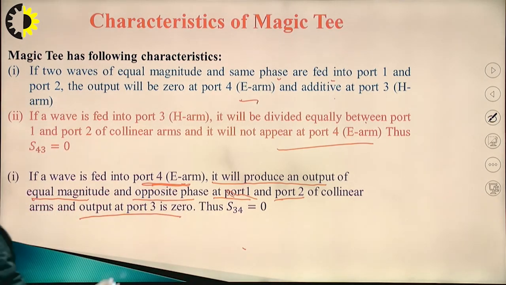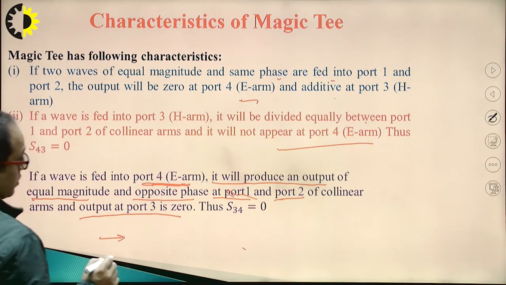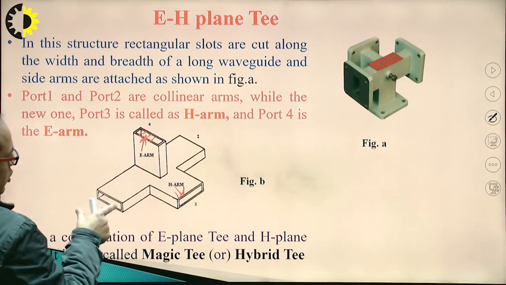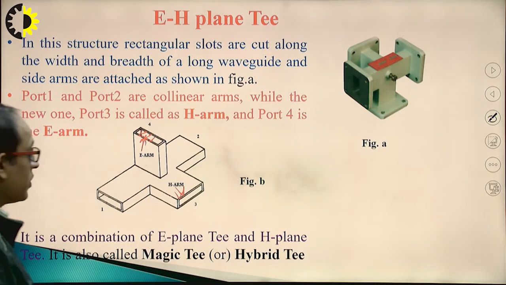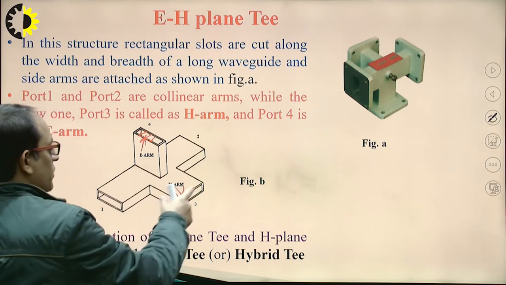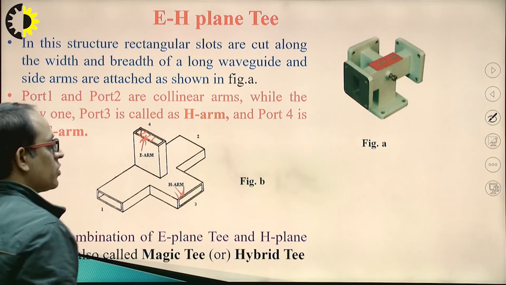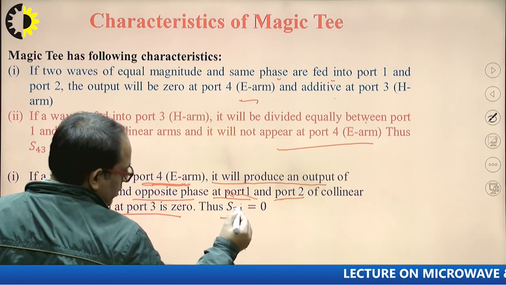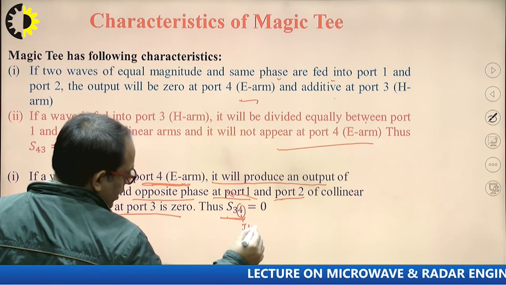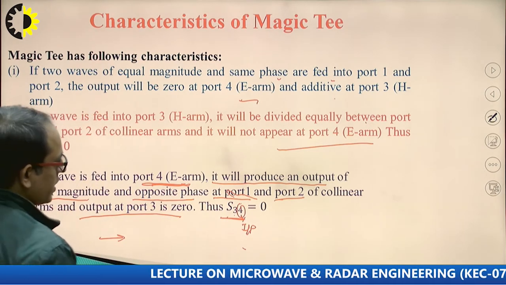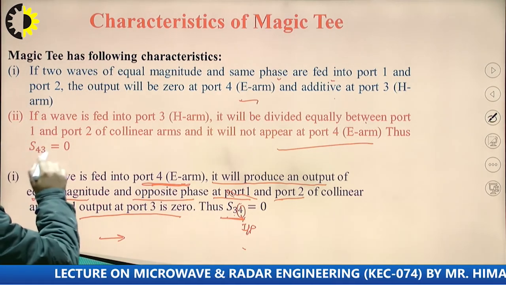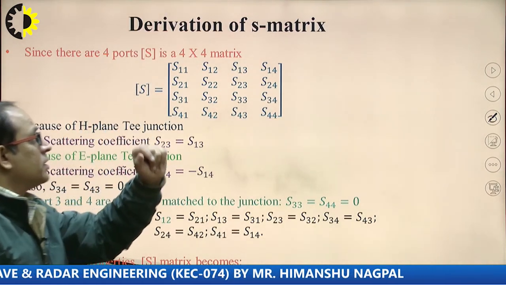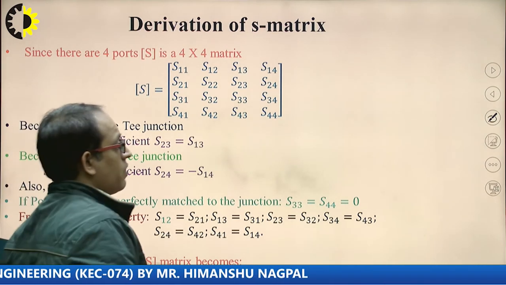It means that if I am providing the input to port number 4, in this one, we will get the output at port number 1 and port number 2 of equal magnitude but of opposite phase. And the output at port number 3, that is the H arm, will be equal to 0. Clear? So the port number 4 is the input and output port number 3 is 0. So S34 equals 0, and similarly S43 will be equal to 0.